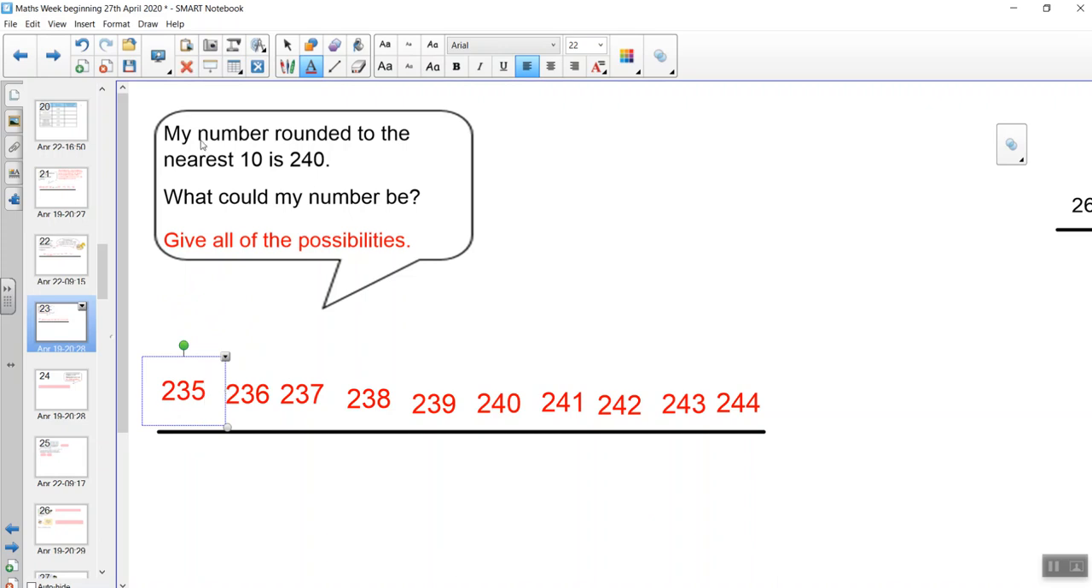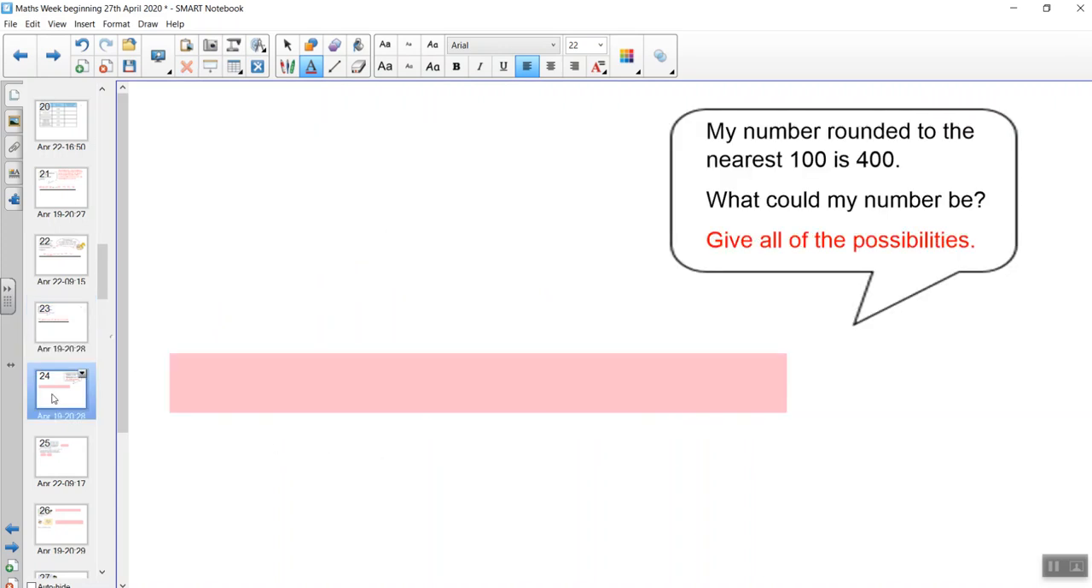Let's check it. My number rounded to the nearest 10 is 240. Here is 240, 241, 42, 43, 44, all round to 240. 239, 38, 37, 36, 35, all round to 240. Those are all the possibilities. How did you get on? Let's look at the next one.